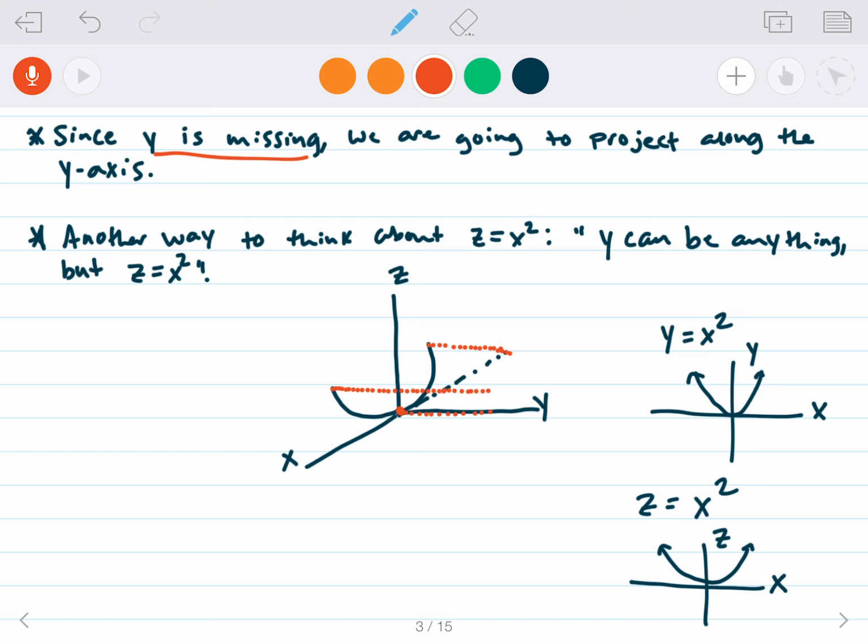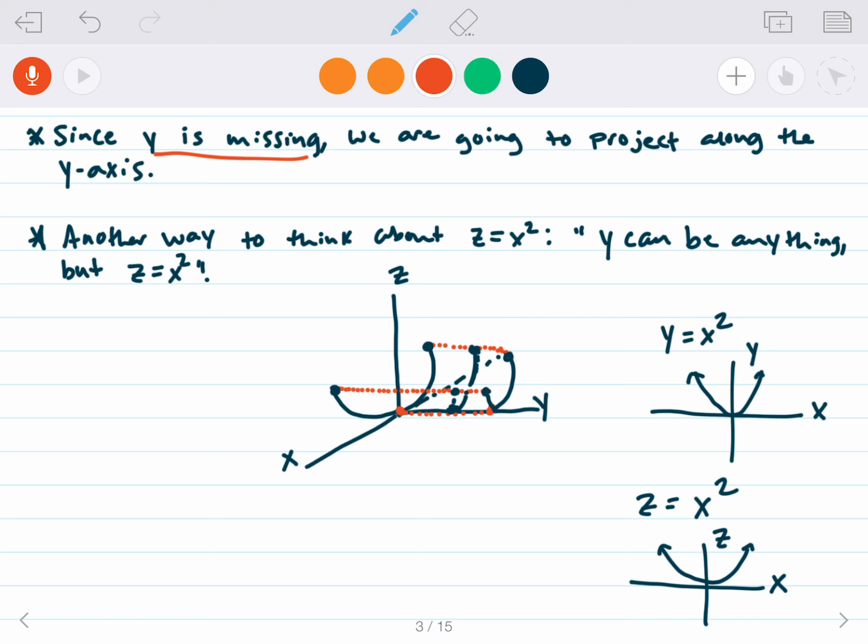So y can be anything we want. However, z equals x squared. So I'm just going to project this like so. Okay, so you see how I projected the parabola in the back to the parabola in the front. So there's infinitely many of these that I just didn't draw, but I could if I wanted to. Okay, there's a parabola there.